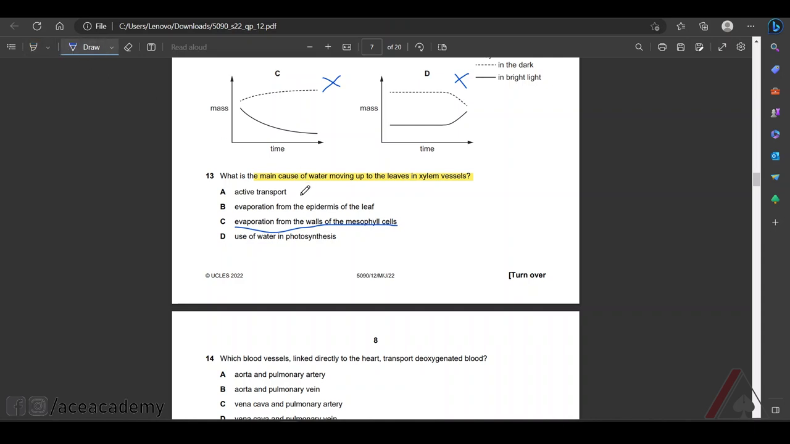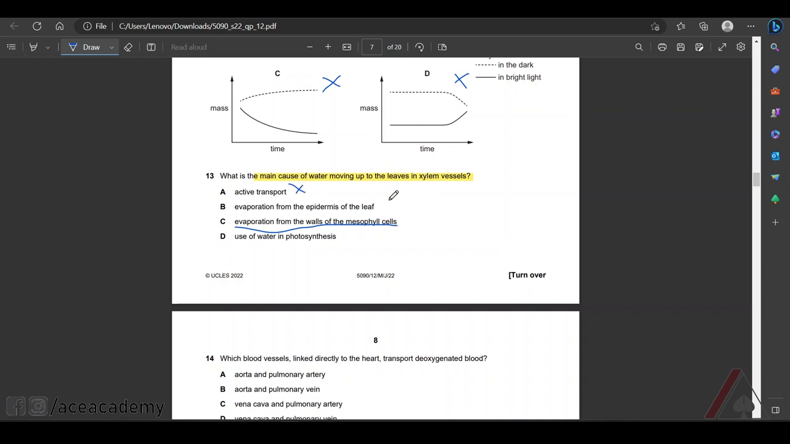Option A says active transport. No, that is wrong, because in active transport, substances are carried against the concentration gradient, whereas in xylem vessels, water just moves down the water potential gradient. So option A is wrong.